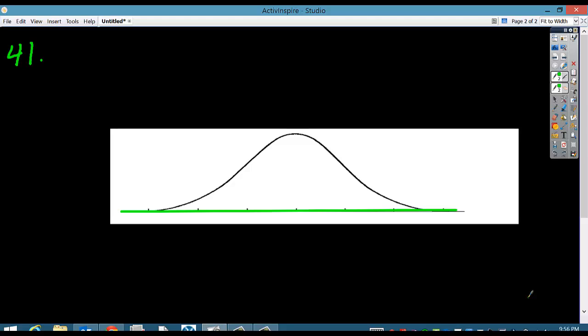Okay, so number 41, this one might take a little while. We've got 4 parts here, and we have 2 different universities to think about. So the first question is the most straightforward. They're asking us about East State University. It's got a mean of 130, standard deviation of 8.